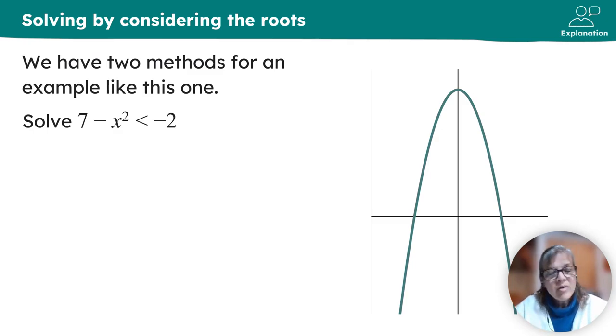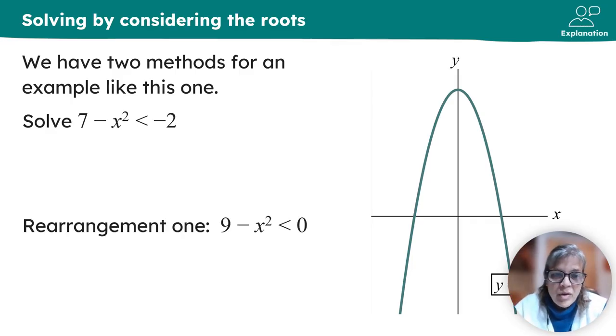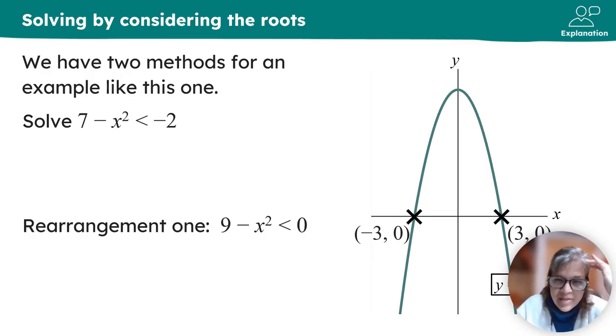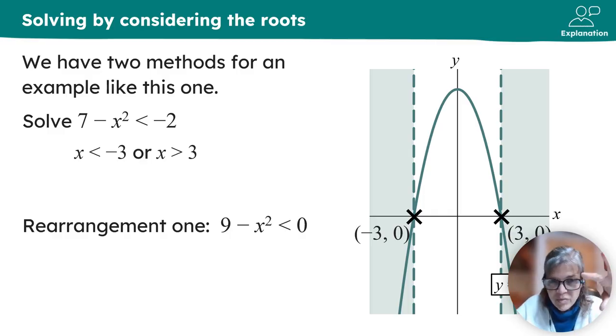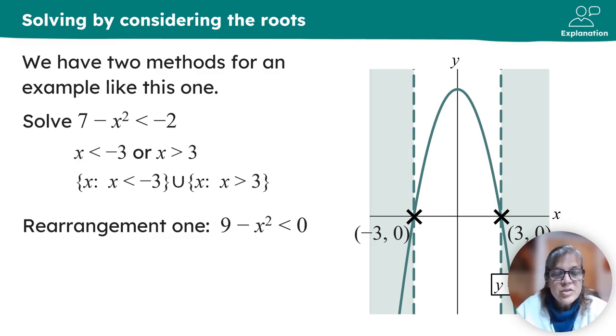If you have one where the x squared is negative, usually that would make a frowning curve, right? If I rearrange it, I could say, oh, okay, here's my frowning curve, and I want where the frowning curve is less than 0. So the roots are still going to be 3 and minus 3, but I want the outside of this region. Okay, and so I can define that as a split solution set, where x is less than minus 3 or where x is greater than 3.